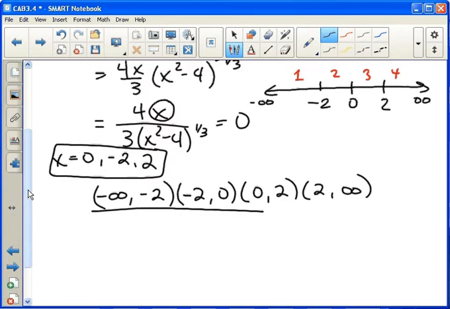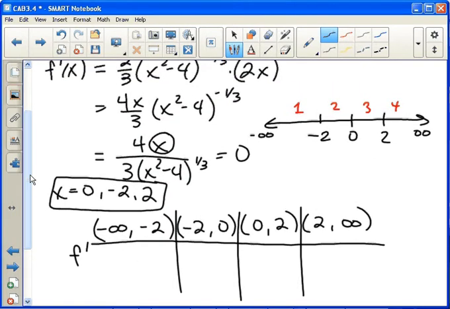So now we can take our points, pick test points, things in between these intervals, and plug them back in our derivative. Now you can plug them in any version of the derivative you want. You can plug them in up here, you can plug them in here, or in here. I tend to use the most simplified, so I'll use that very last one.